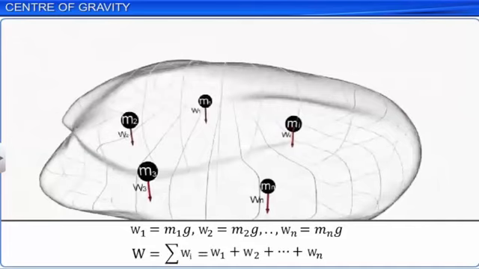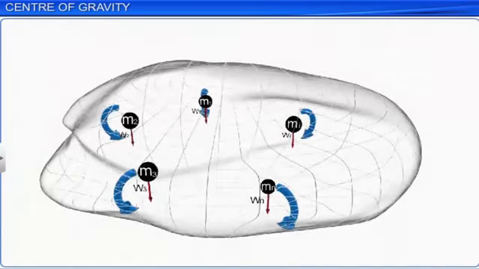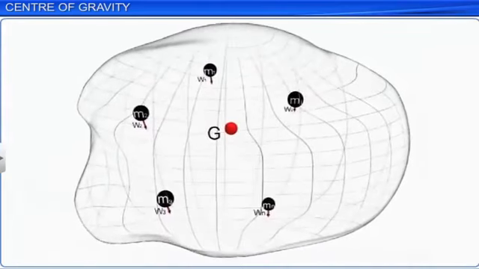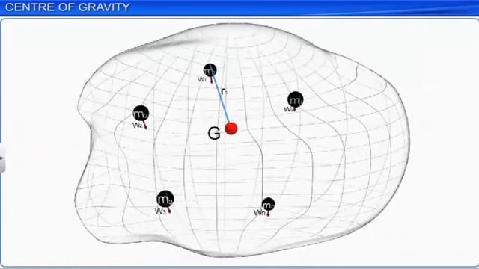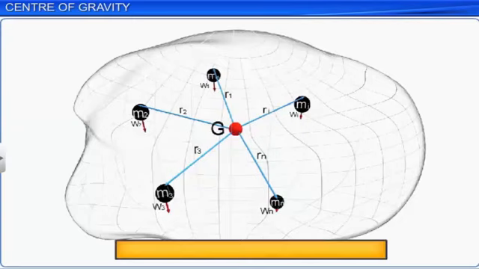The weights of these mass elements produce gravitational torque on the body. We can always find a point such that the total gravitational torque about the point on the body due to these mass elements is 0. For example, if G is a point and R1, R2, Rn are the position vectors of different mass elements with respect to G, then the torques due to the weights of small mass elements about G are tau 1 is equal to R1 cross W1, tau 2 is equal to R2 cross W2, and so on, and tau n is equal to Rn cross Wn.